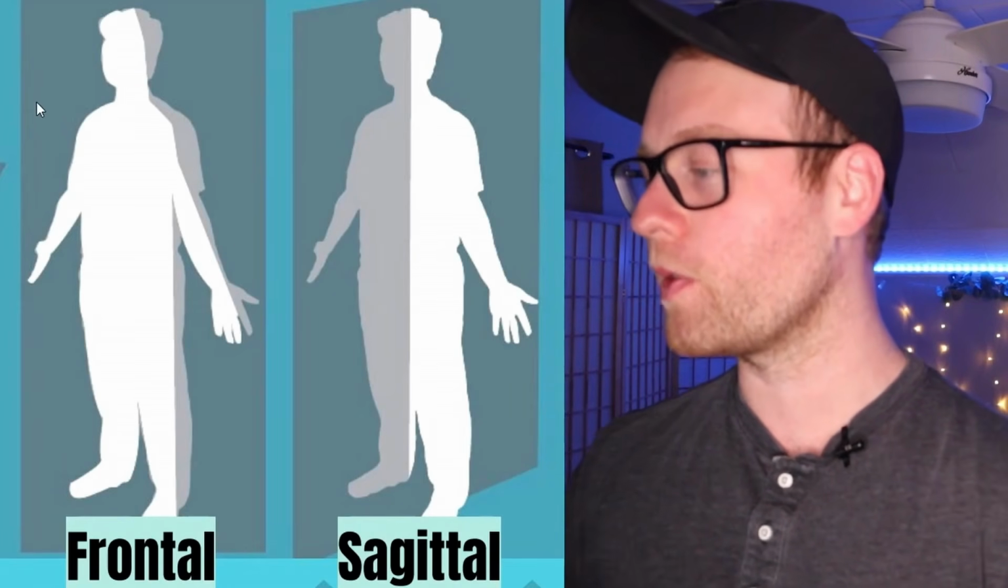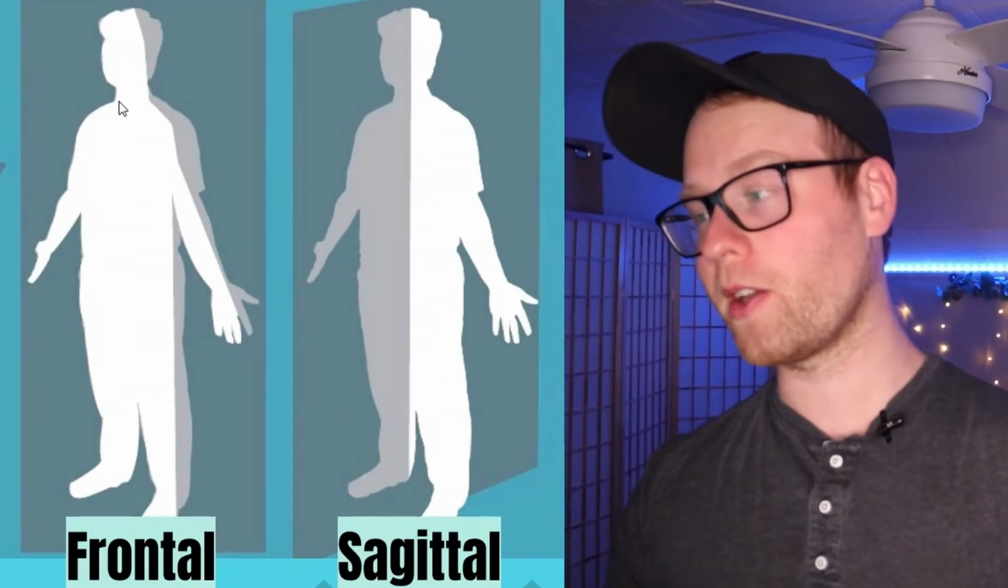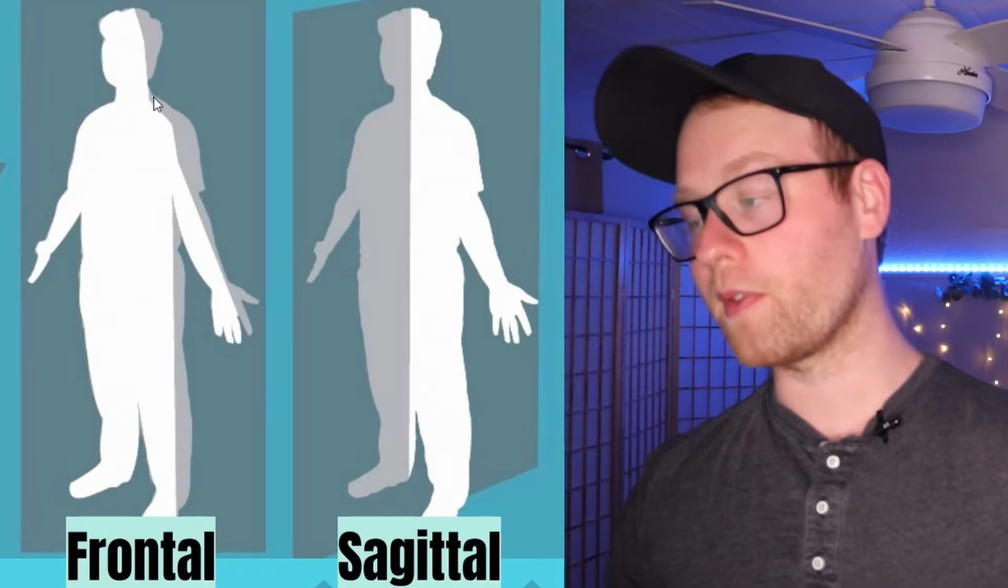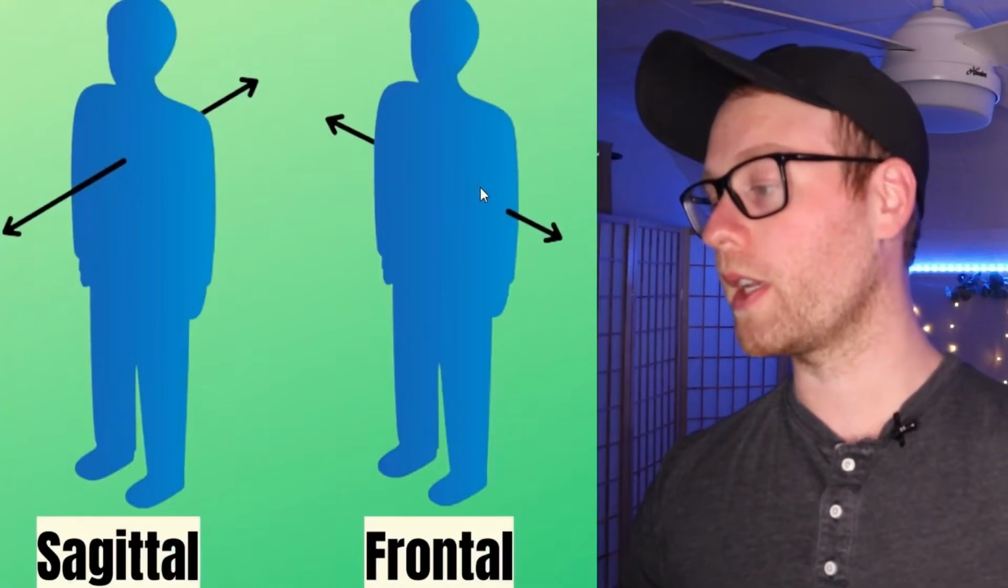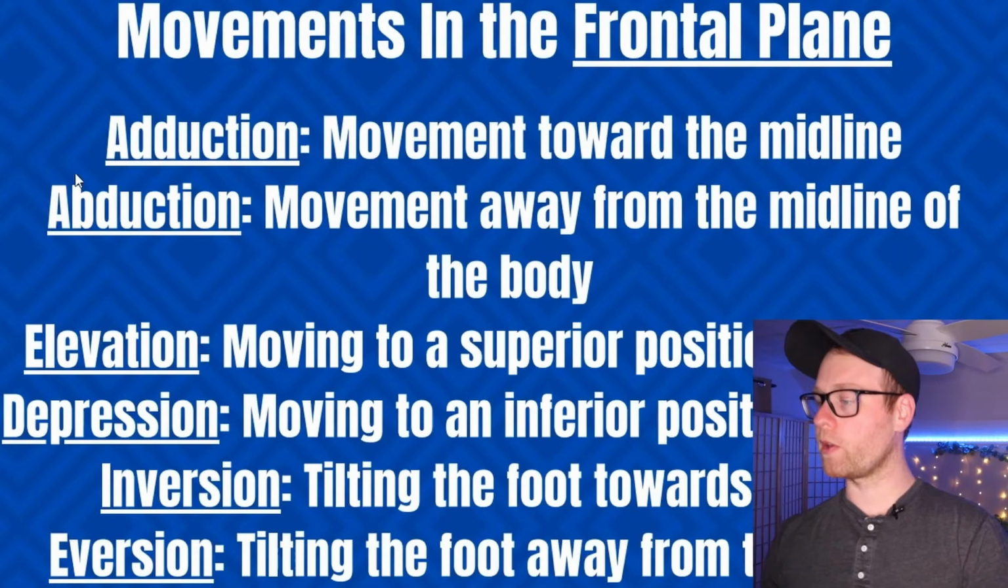Where then do these movements in the frontal plane go? Yes, you're probably thinking it right now. They go to the right and the left of the body. So if we're looking at this other picture, again, they go to the right and the left of the body. So movements in the frontal plane, we have adduction, or movements toward the midline.